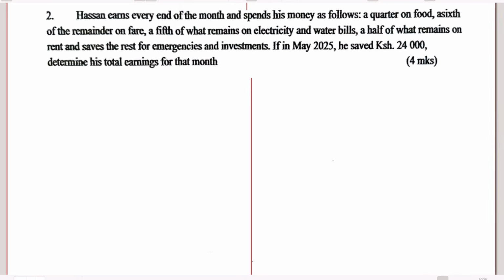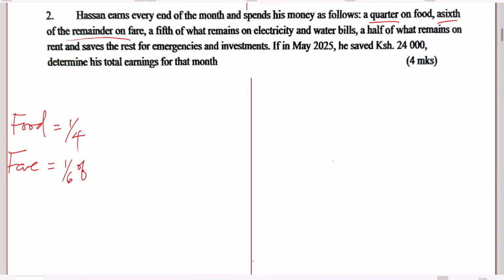So let's go to the first statement. The first one here, a quarter on food. So for food, he spends a quarter. Then a sixth of the remainder on fare. So fare will be a sixth of the remainder.